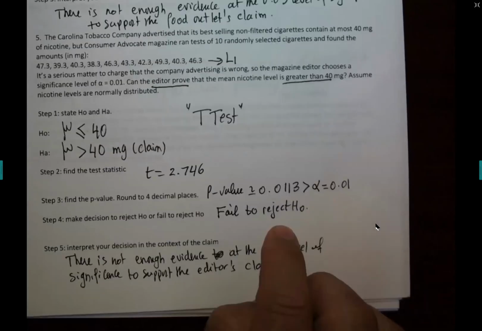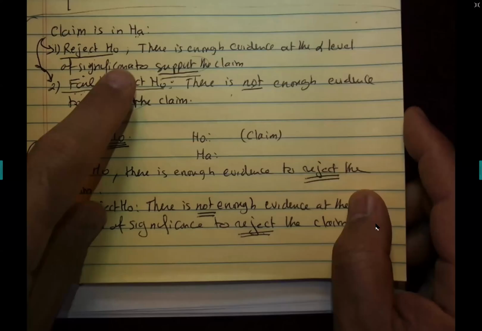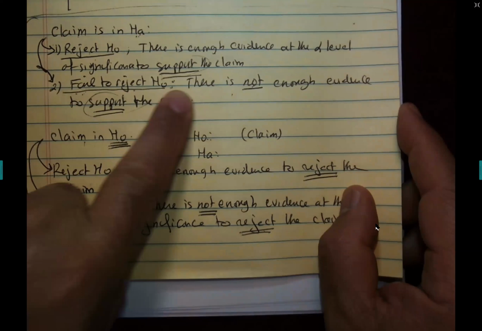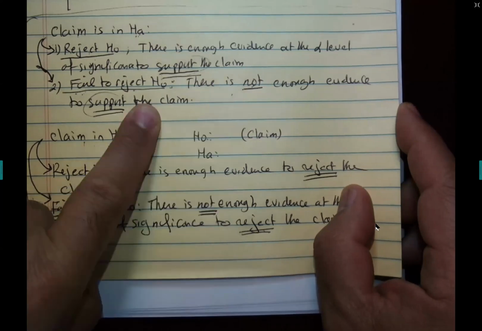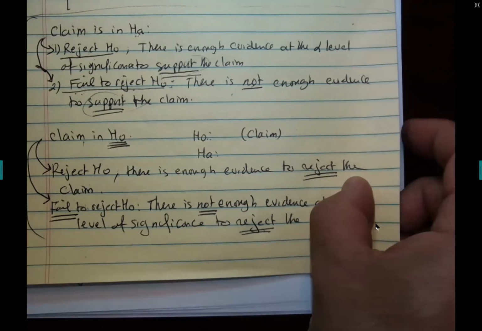Fail to reject H0. And let me go to my yellow sheet. Claim is in HA. Fail to reject H0, guys. Here's what you say. There is not enough evidence at the 1% level of significance to support the claim of the editor. That means the editor is wrong. Probably the tobacco company can go back and sue the editor or the magazine.